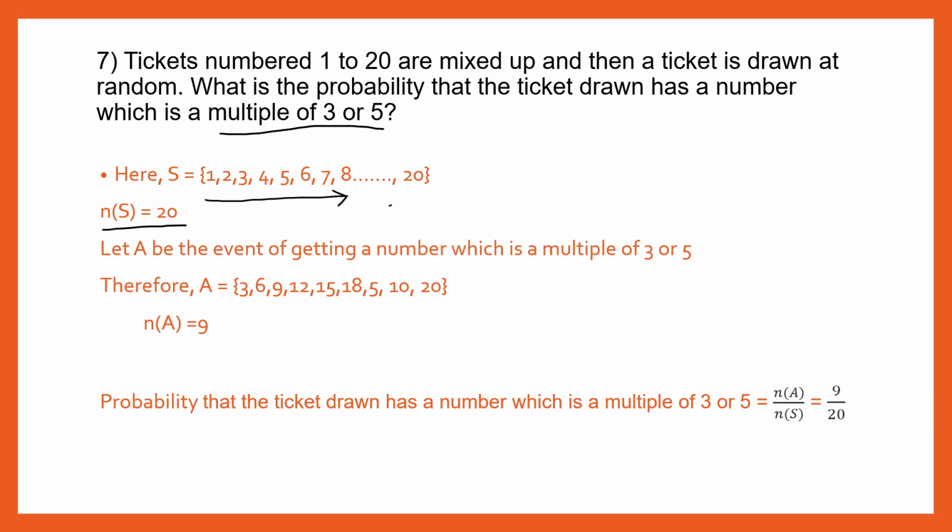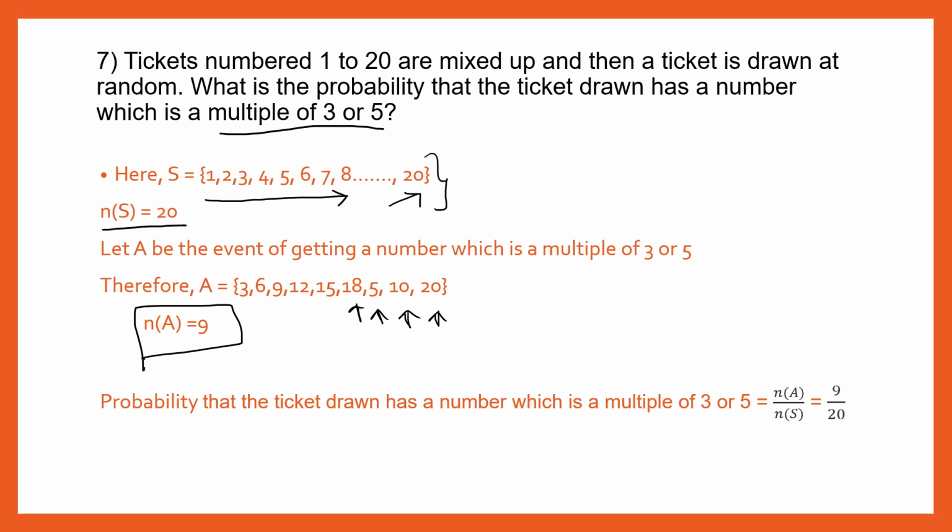21 is not available in the set. Our set is restricted to only 20, so we have till 18 only. Next is multiple of 5. If we go in the table of 5: 5, 10, 20. Next is 25, which is not in the set. So only this much. How many possibilities do we have? 9. Right? The number of possibilities is 9.